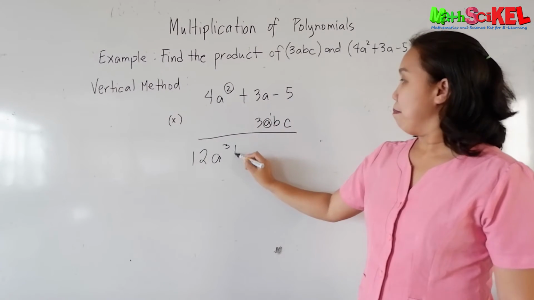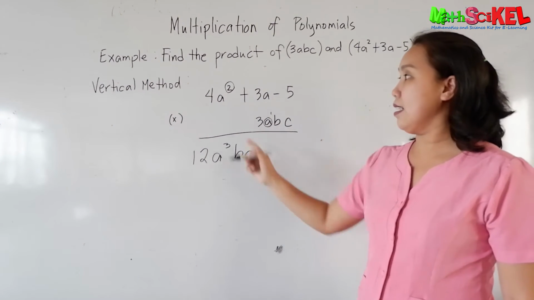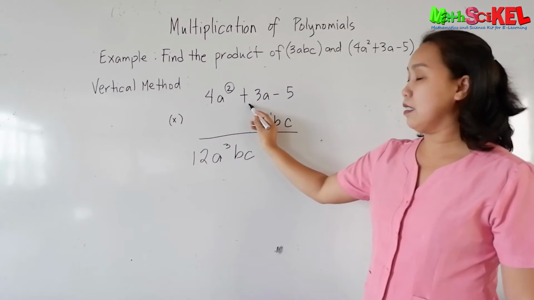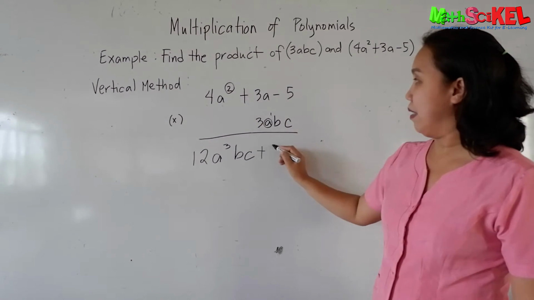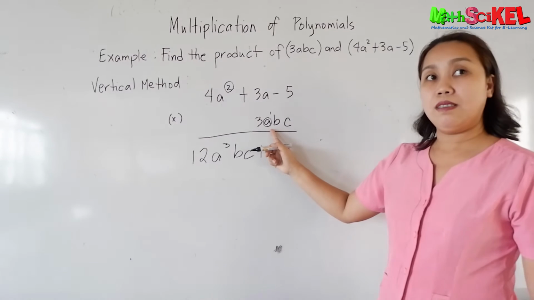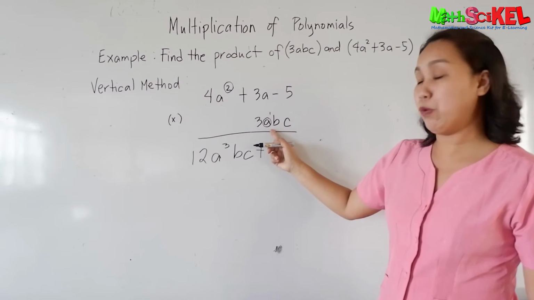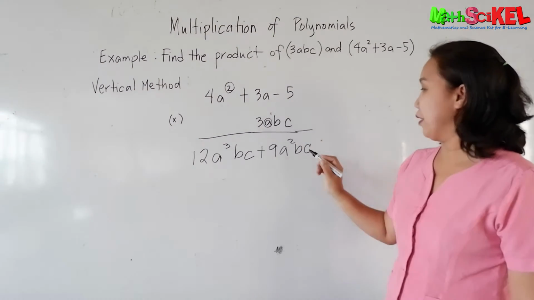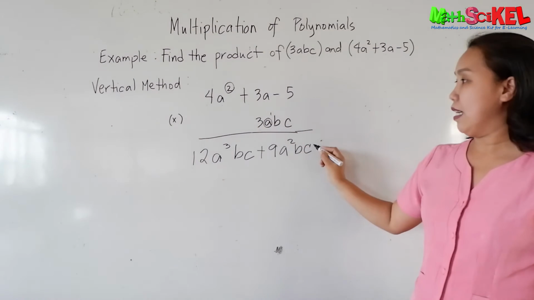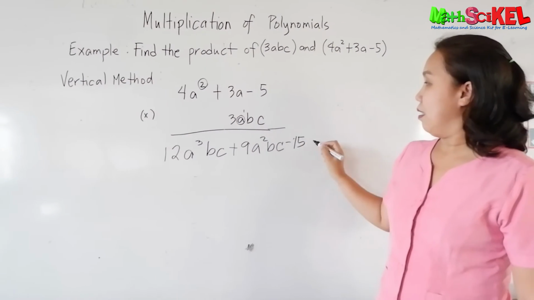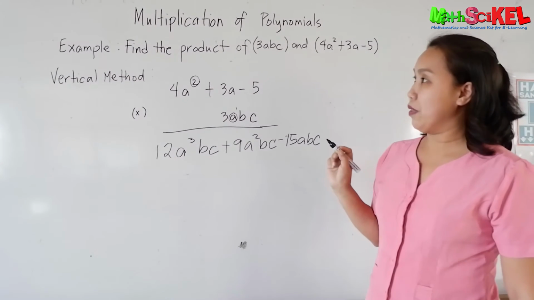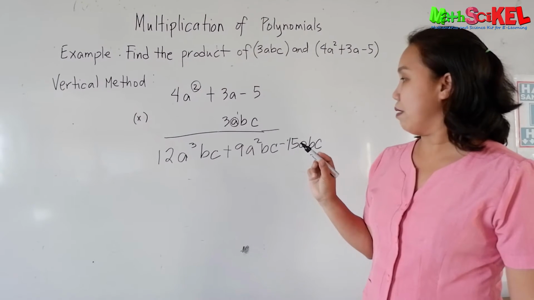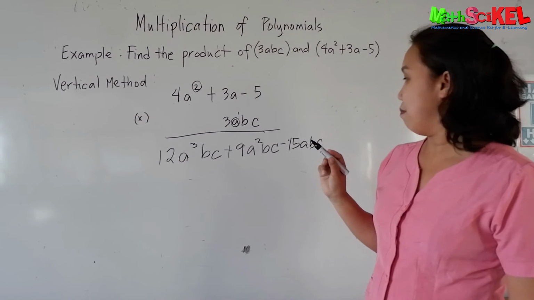Then b and c, since we don't have b and c here. Next, positive 3 times positive 3 is positive 9. And how many a? We have 2 a's here. Then b and c. And for the last term, negative times positive is negative 15 abc. So the answer is 12a cubed bc plus 9a squared bc minus 15abc.